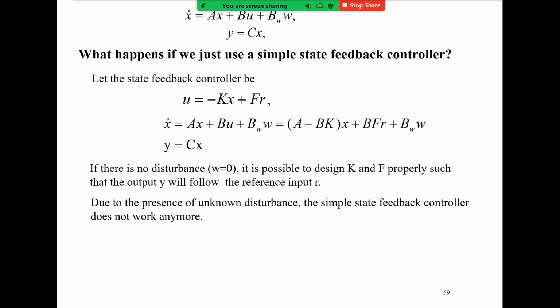You can imagine that this disturbance, let's say, is a constant disturbance. What will be the output? Normally the output will be a constant, right? You have a stable system, you have a constant input, the output will be a constant. So therefore, you cannot achieve the goal. We cannot simply use this design. Is that clear?